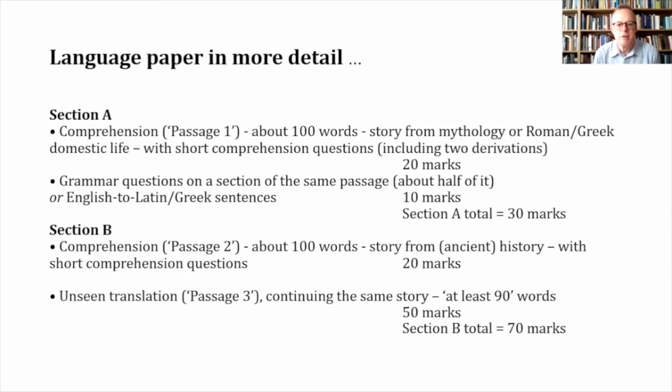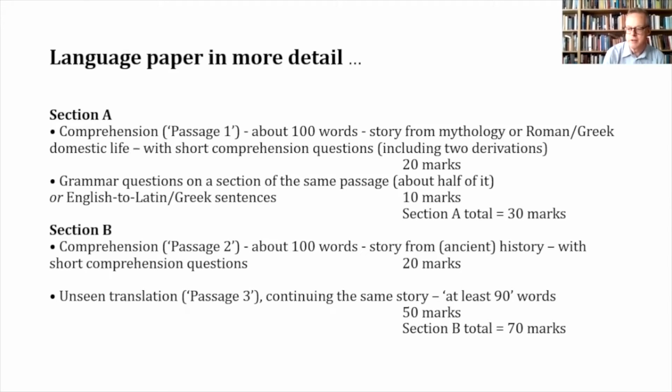Then there are grammar questions on a section of the same passage, usually about half of it or slightly less, or the alternative of English to Latin or English to Greek sentences, which we'll come back to in a minute. For 10 marks, so section A totals 30. Then section B, comprehension, again, passage 2, about 100 words, a story from, the spec just says history, though it's always going to be ancient history.